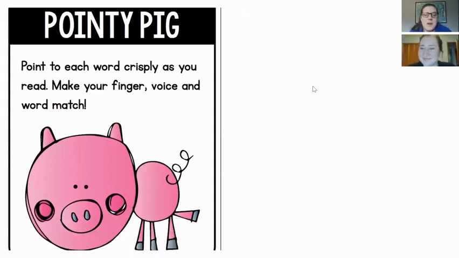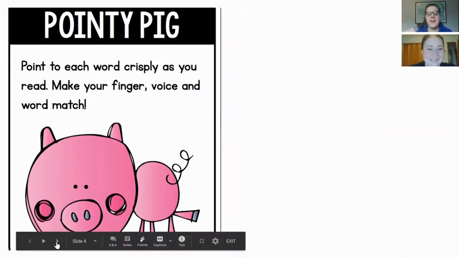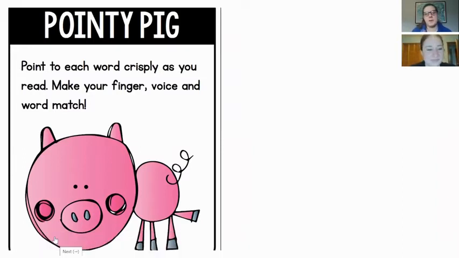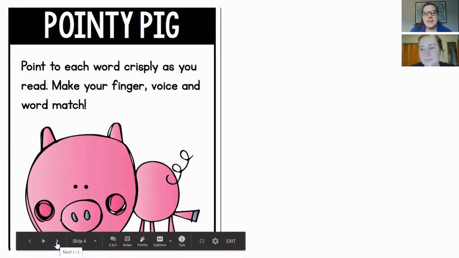Awesome. One of the fun strategies we use in our class is called Pointy the Pig. We use our finger and we make sure to touch each word crisply as we read. This helps to make sure that we're reading all the words on the page and that we're not missing or skipping any. Miss Lindemann, could you show us an example of Pointy the Pig? You bet I can.